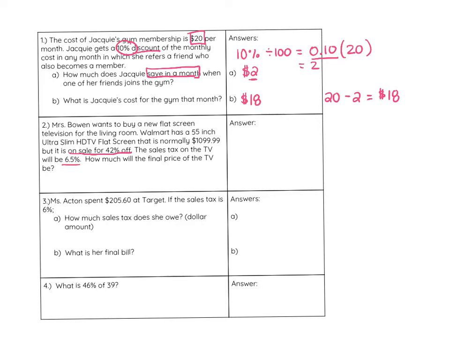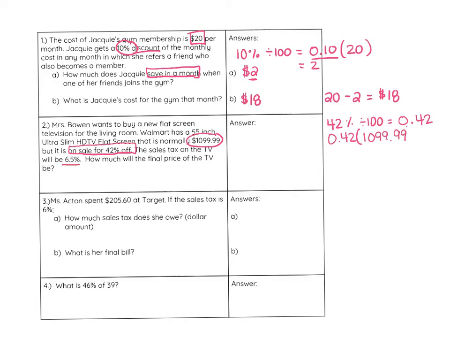So this is a two-step question, or maybe even more than that. So we're going to apply the discount first. So on sale means it's a discount. So that 42%, we divide by 100 to get that as a decimal. So 42 divided by 100 is 0.42. From there, just like we did in the beginning, we're multiplying that 0.42 times the original cost of the TV.